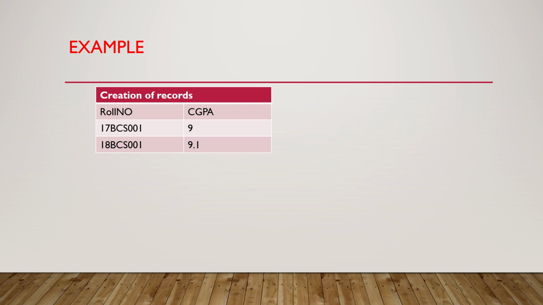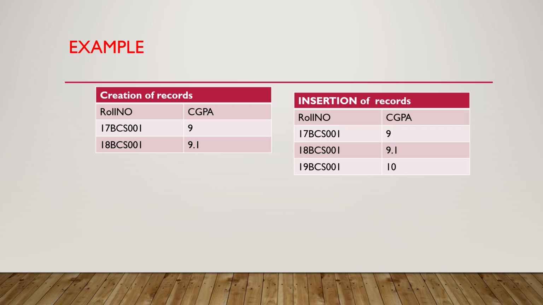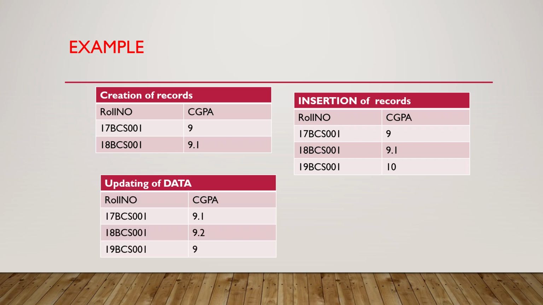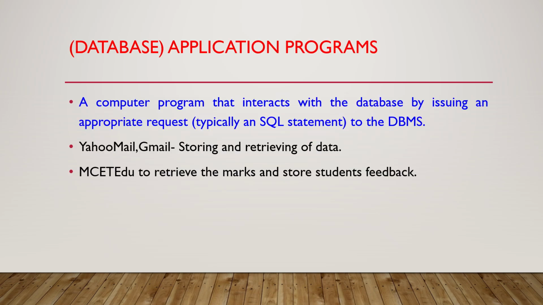Example. So this is the creation of records. For example, it contains a number of rows and columns. It contains roll number and then CGPA. If we want to insert, delete or update, we can do so on the data through queries. So this is the insertion of records. If you want to insert an additional roll number like 19BC is not 1 and the CGPA is 10, we can insert the record. If you want to update any data inside the record, we can update the record.